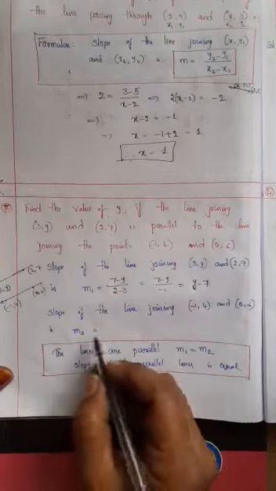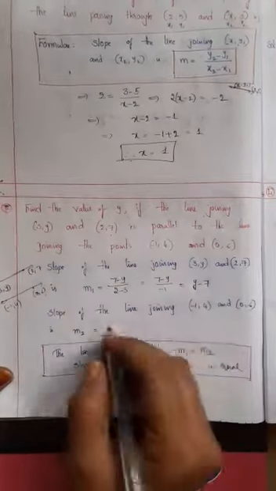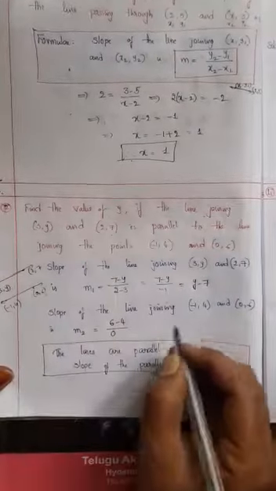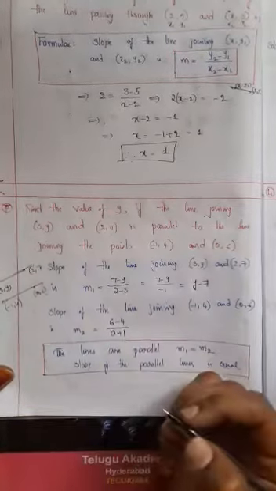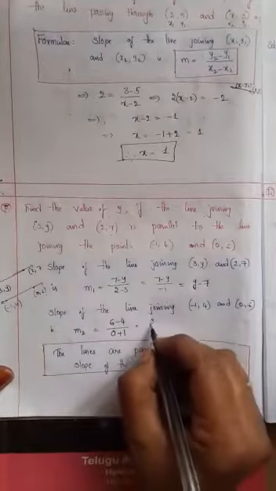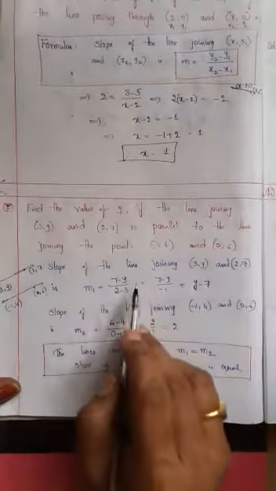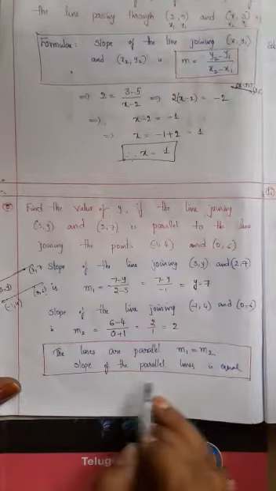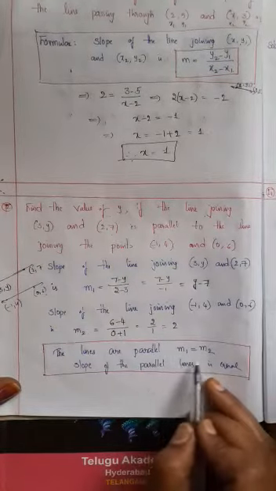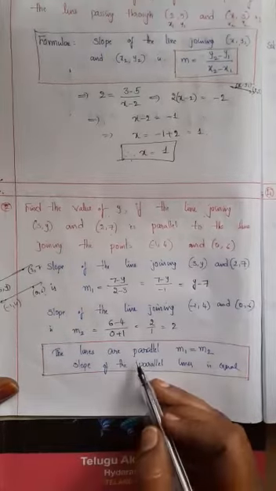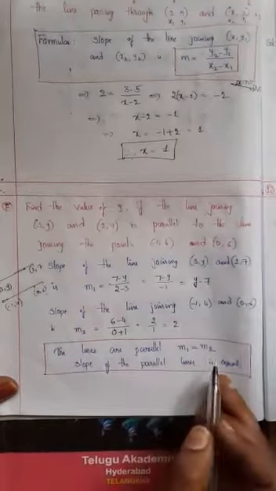I am considering the other line's slope as m2, and here it is (6 minus 4) by (0 minus (minus 1)), which is equal to 2 by 1, that is 2. Once you observe, these two are parallel lines. Remember, the parallel lines' slopes are always equal. M1 is equal to M2. If we are given two parallel lines, their slope is the same.